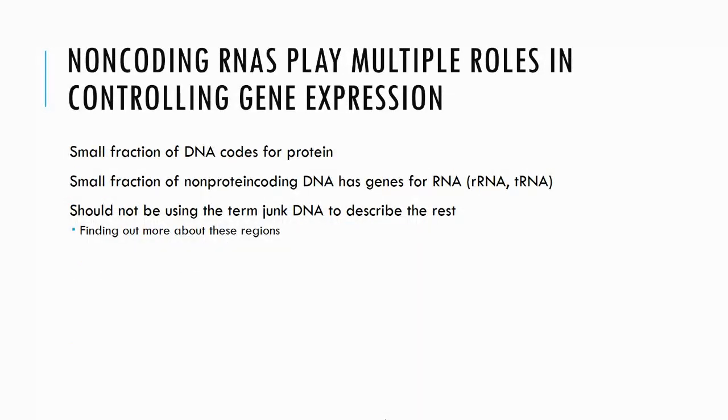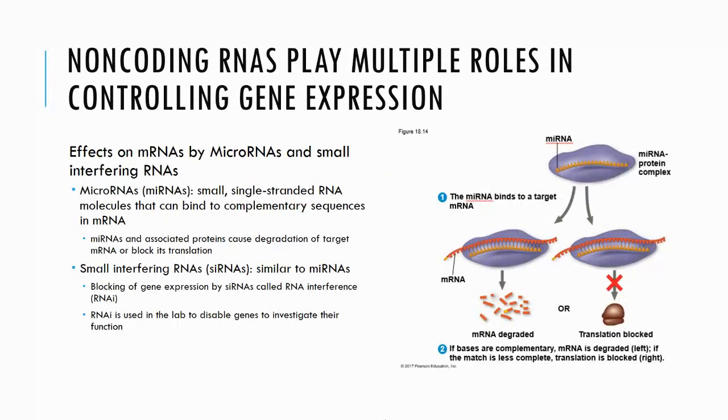Next, we'll look at non-coding RNAs that do also play roles in controlling gene expression. For a long time, we used the term junk DNA to describe these regions that don't code for anything, but we're finding more and more often that they do something even if we didn't know about it. And so a small fraction of DNA actually codes for protein, and then a small fraction of non-protein coding DNA has the genes for RNA, like for making rRNA and tRNAs. And the rest of the stuff, we don't know what it does yet, but it wouldn't be there if it wasn't totally necessary. So it's helpful for one reason or another.